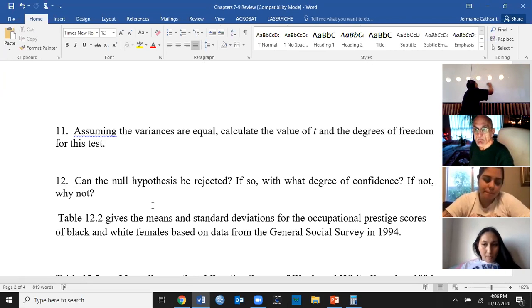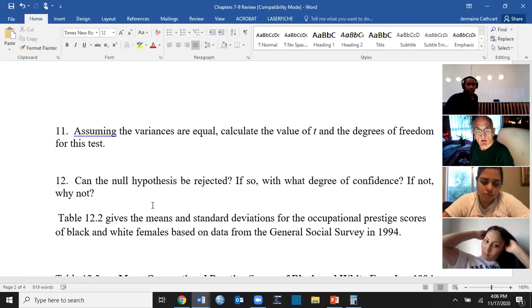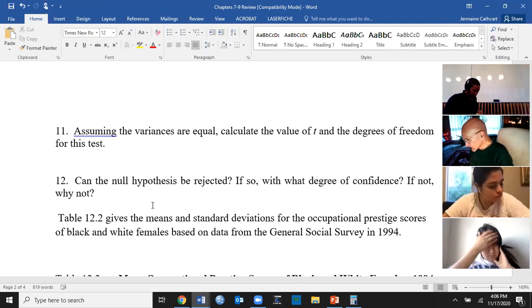Do you all know where to start off here? How we would go about determining whether or not we can reject or fail to reject? Okay, so now we'd have to go ahead and find the degrees of freedom. Good, so we'd have to find the degrees of freedom.